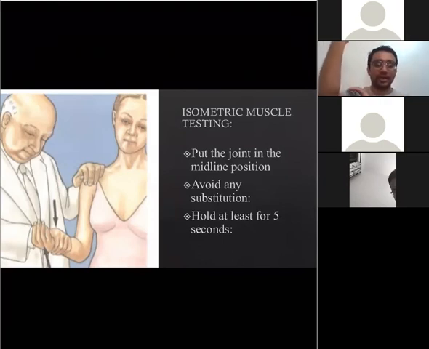When you hold the joint in a midline position, you also need to make sure that you avoid any substitution. Here in this picture, the clinician is stopping the shoulder from hiking up. If he does not stop it, and the patient is bending the elbow while also hiking the shoulder, then if the patient says, yes, I have pain in the elbow, it could be coming from the trapezius or from the shoulder as he is hiking up, right?